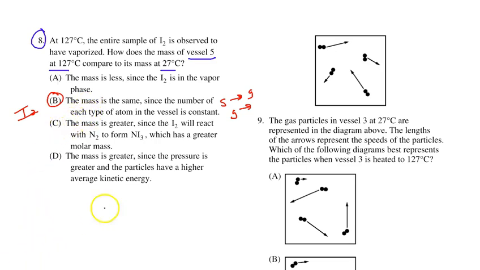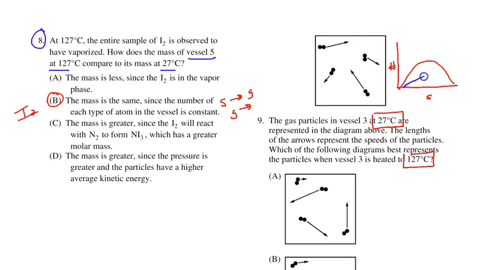Number 9. In number 9, the gas particles in vessel 3 at 27 are represented in the diagram above. And notice they're not all going the same speed. I keep talking about Boltzmann distribution graphs. There's going to be a range of speed for a number of molecules at a certain temperature. But now that's at 27. Now if I increase that temperature to 127, what happens? And you should be aware, the number of molecules doesn't change, hence number 8.